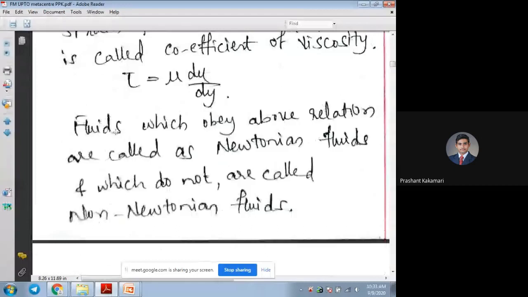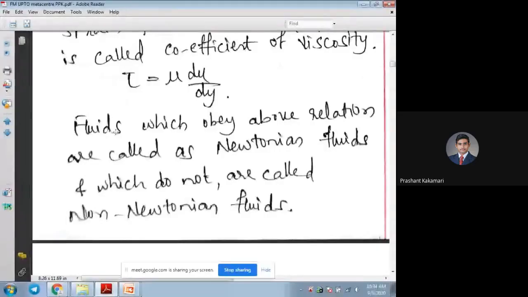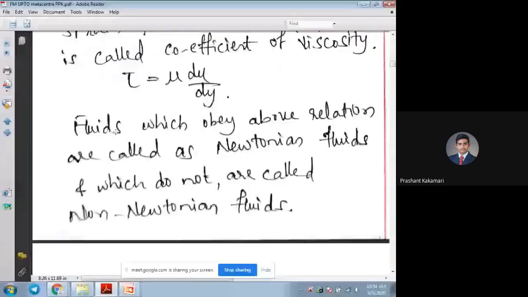Also, whichever fluid obeys this law is called a Newtonian fluid. If the fluid does not obey these relations, then we call it a non-Newtonian fluid. So now we will see how Newtonian and non-Newtonian fluids behave.